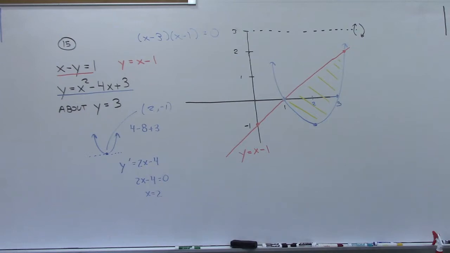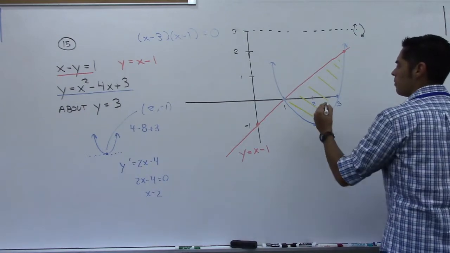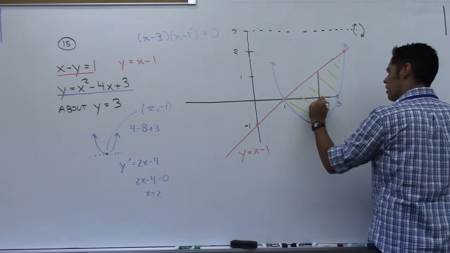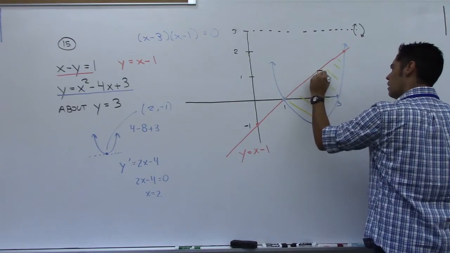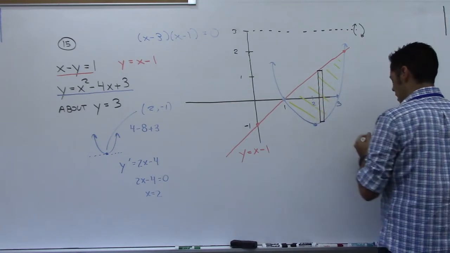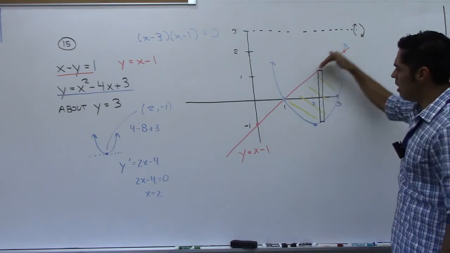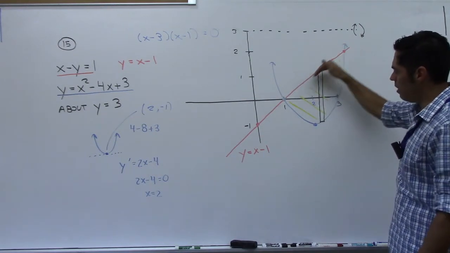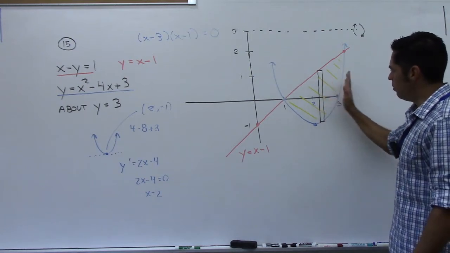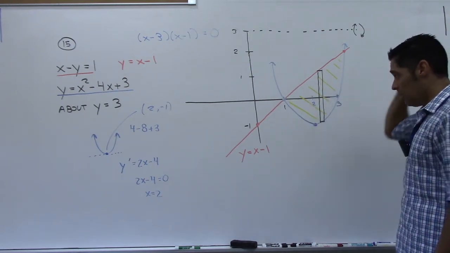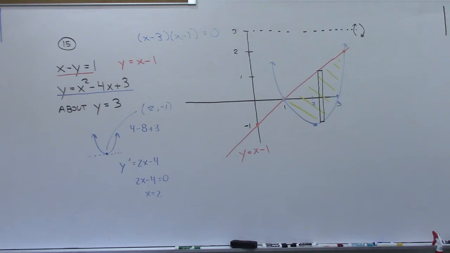I'm going to use vertical rectangles. So here's an arbitrary rectangle. And I just want to verify that as I move this left and right, the function on top stays the same, which it does, it's the red one. The function on the bottom as I move from left to right is always the blue curve. So the vertical rectangle will work for me.